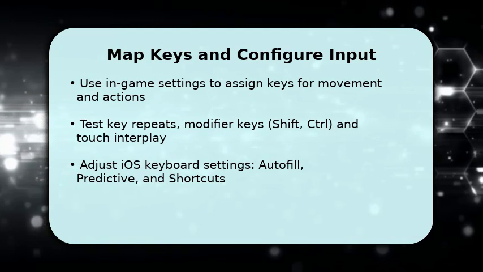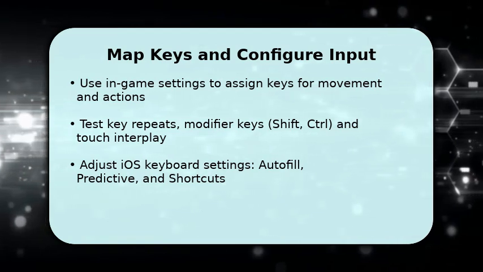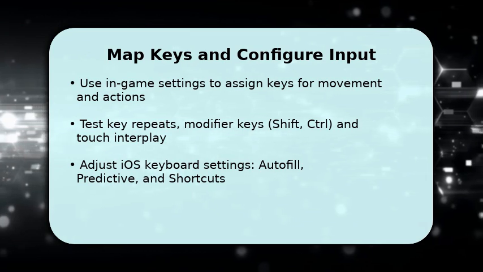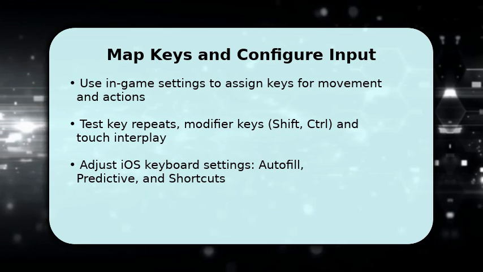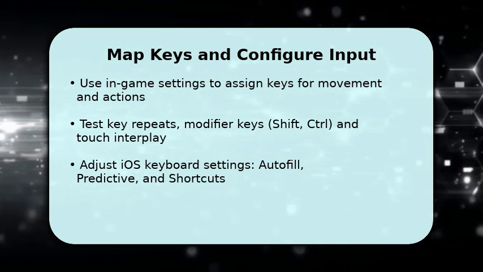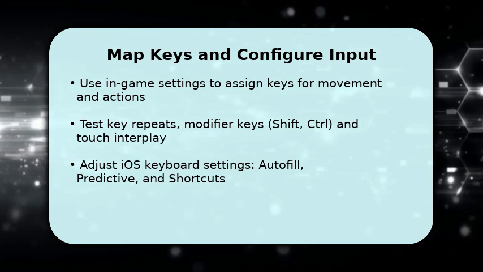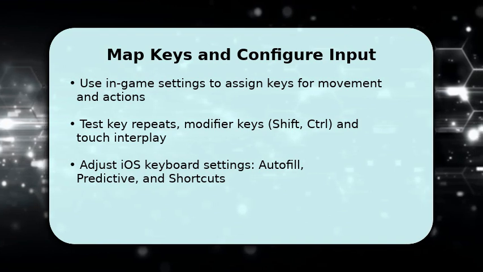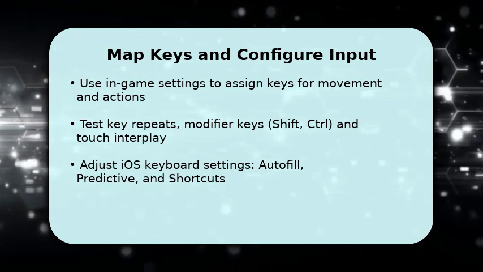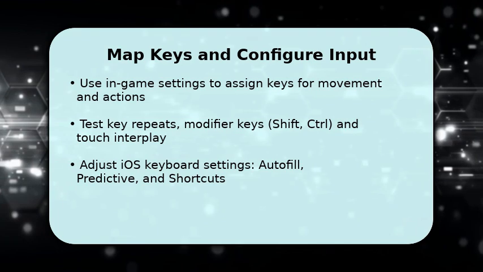Open the game's controls or settings menu and map movement, jump, and action keys to your keyboard. Many games accept standard WASD plus space and shift. Test key repeat rates and modifiers: hold shift for sprint, or use command/control for custom bindings where supported. Make sure iOS keyboard features like predictive text or shortcuts are off if they interfere.